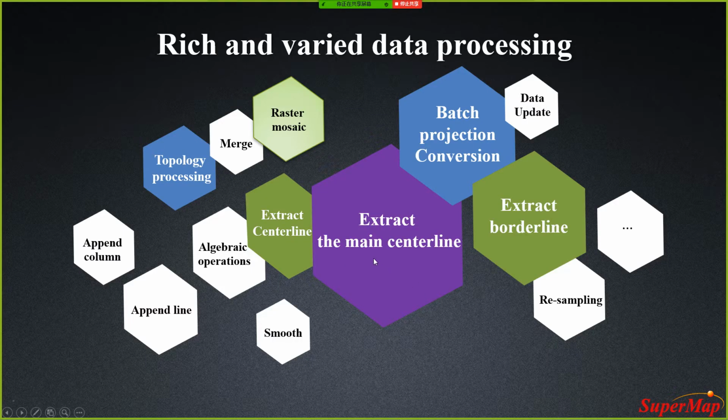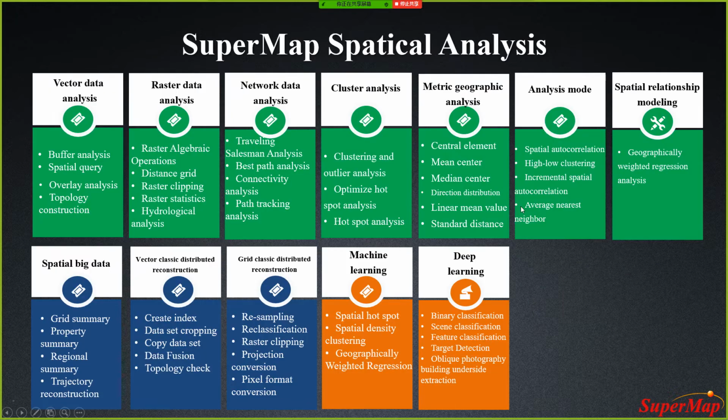So as mentioned earlier, a desktop can obtain data and store data. It can also process data from the multiple sources to become the usable data. iDesktop provides the rich data processing abilities to facilitate the data production for business requests, such as extract the main center line, or the merge, or the topology processing, and so on.